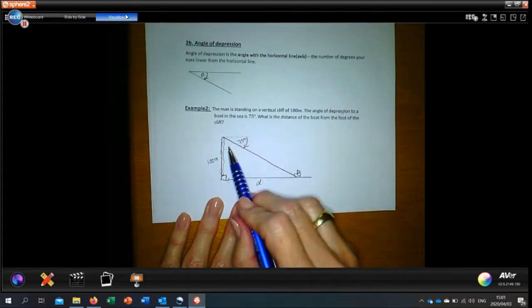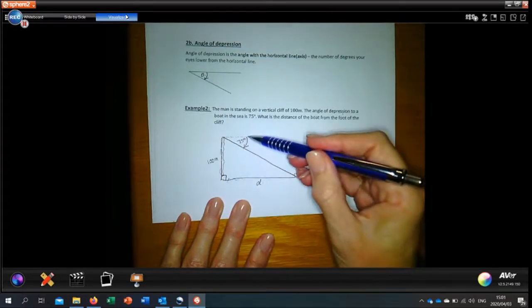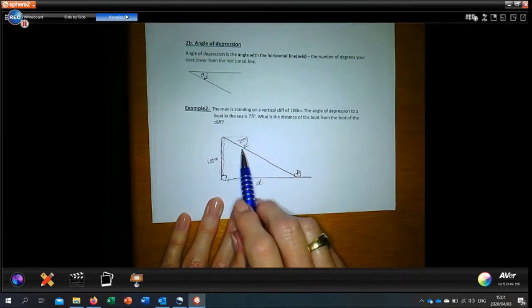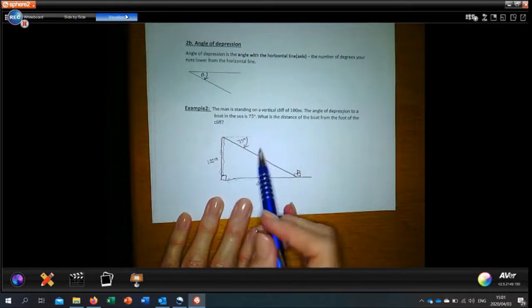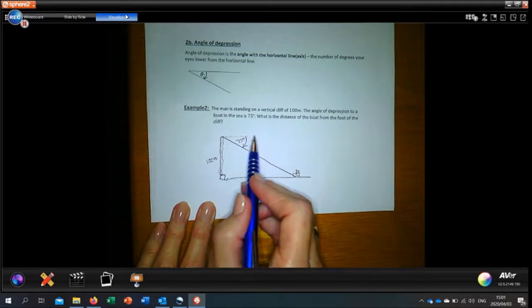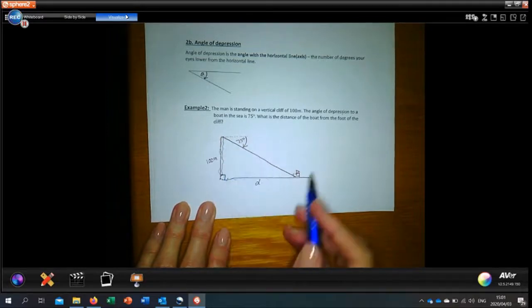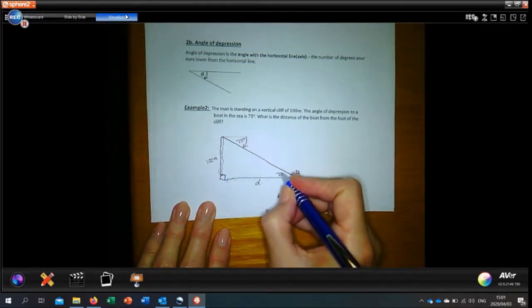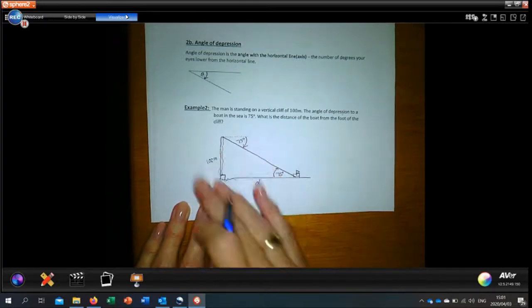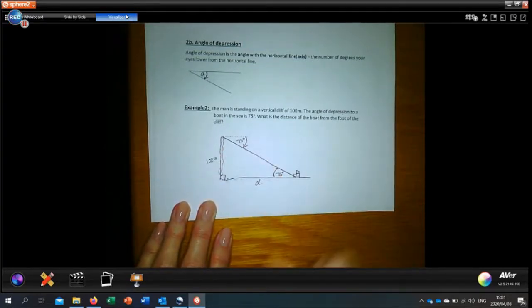Not this angle. And if you remember back to grade 8 geometry, we learned that alternate angles are equal. So my angle of depression is exactly the same as the angle of elevation from this side. And now everything is inside the triangle again.